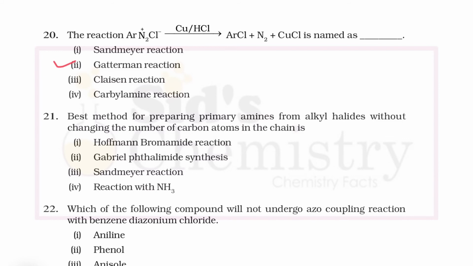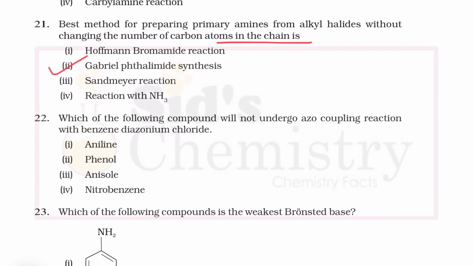Best method for preparing primary amines from alkyl halide without changing the number of carbon atoms in the chain is. The primary amine can be prepared by Gabriel phthalimide synthesis, and in the Gabriel phthalimide synthesis the carbon number is not changed. So the correct answer for this question is option number 2, that is Gabriel phthalimide synthesis. Coming to question number 22.